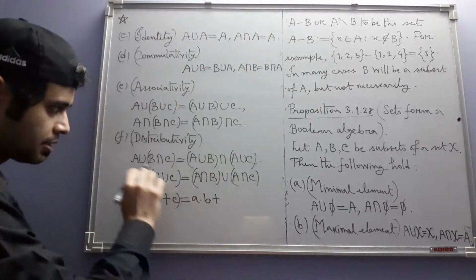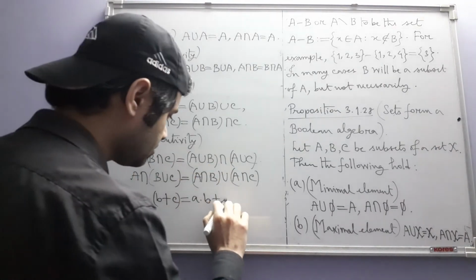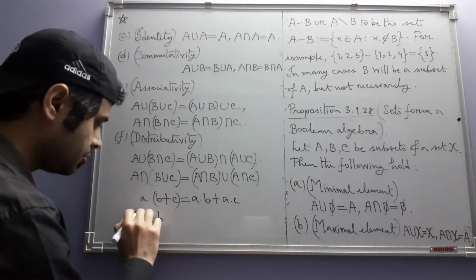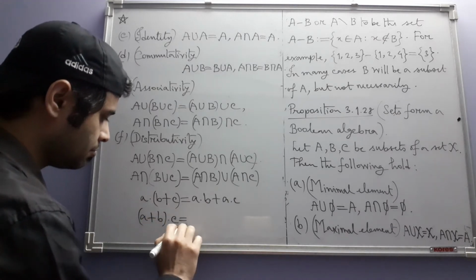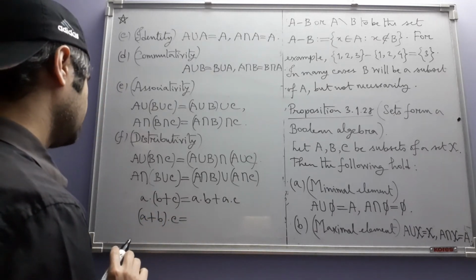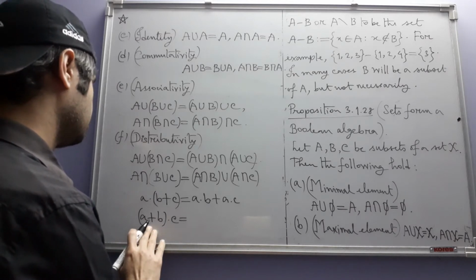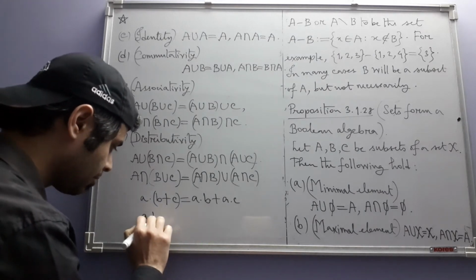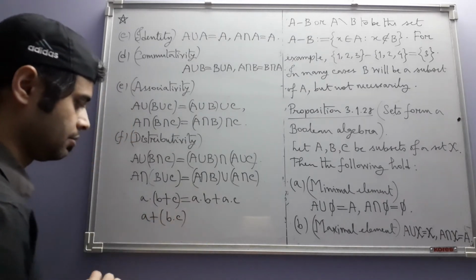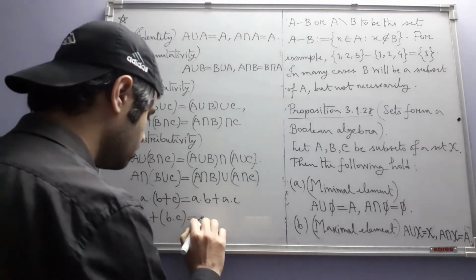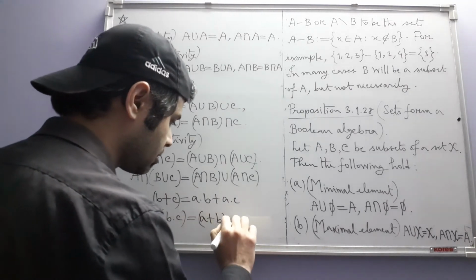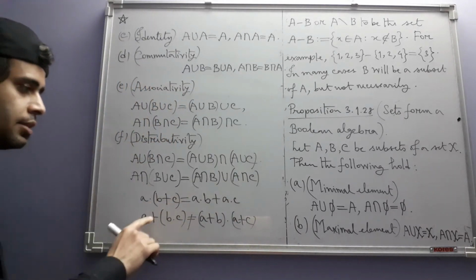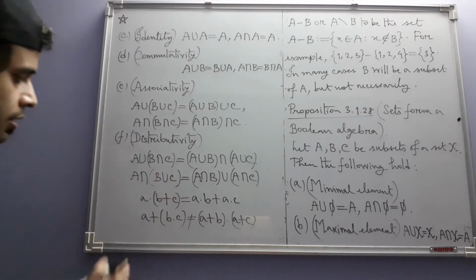This has the same structure. However, addition does not distribute itself over multiplication. What I am trying to say is this. If I have A plus (B dot C), we don't have this equal to (A plus B) dot (A plus C). This in general is not true. But in case of sets, both the things are true.